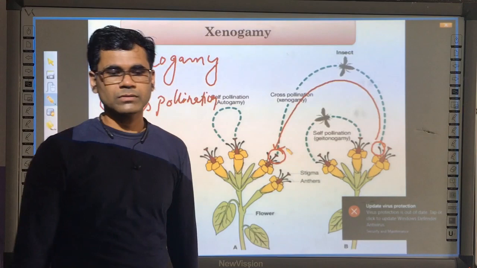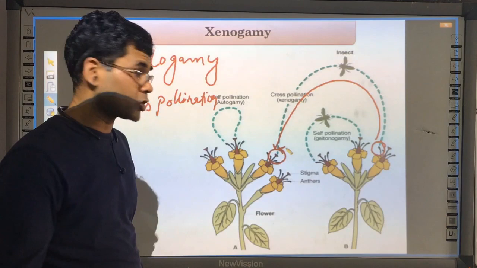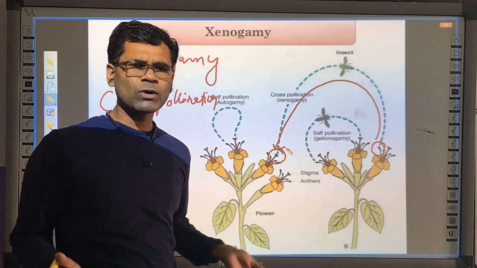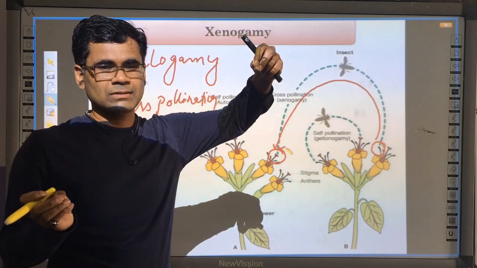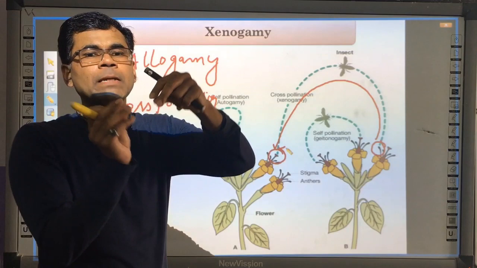Xeno means different. It is an example of pure cross-pollination and it is also termed allogamy. Why is it called allogamy? Because allo means different. The two gametes, that is pollen grain and egg, belong to two genetically different parents.